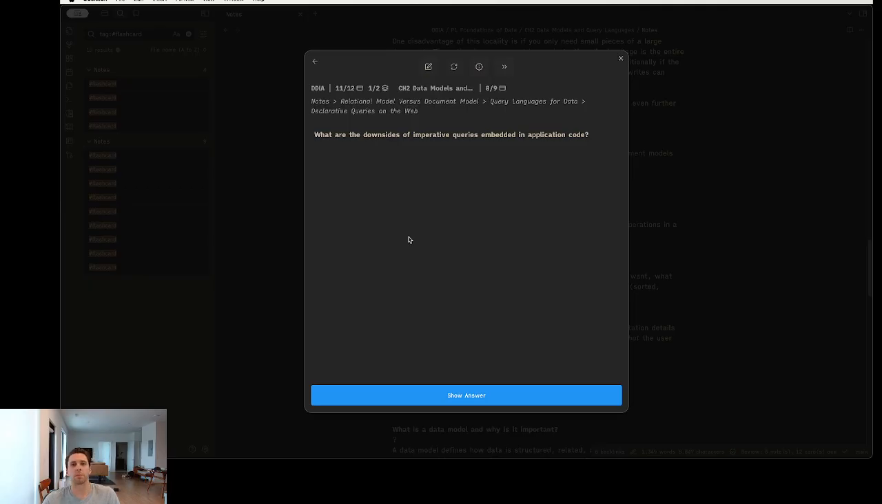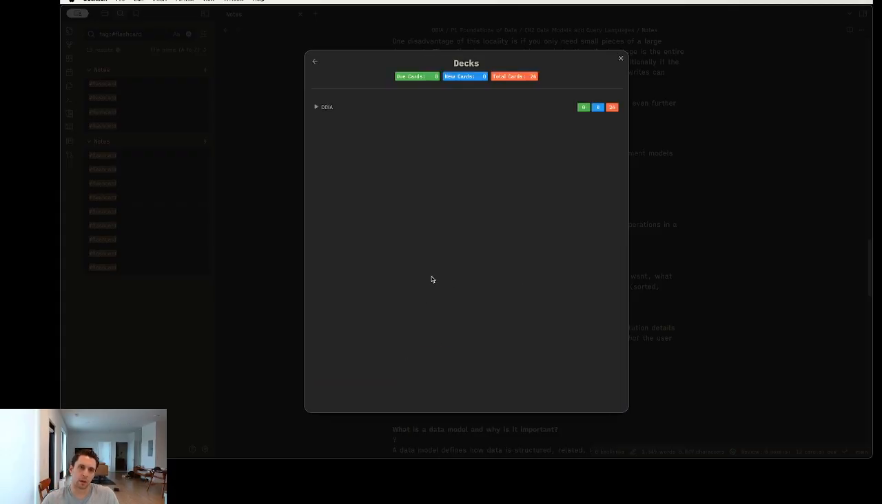What are the downsides of imperative queries embedded in application code? So first off, imperative is when you tell the computer how to do something, rather than what you need. Declarative queries tell it what you need, but not how to get it. And then application code: business logic, harder to optimize and more error prone.